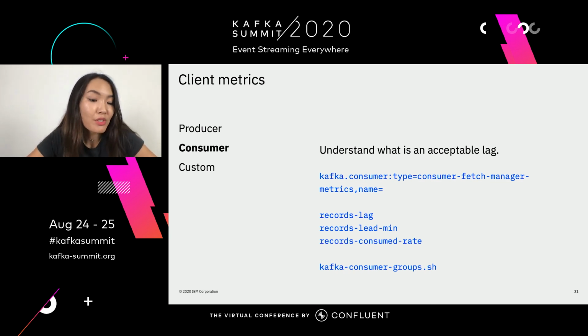And again, records consumed rate. If you see a spike on the consumed rate, that could potentially tell you that your consumer might fall behind. And with the consumer tools, there's the Kafka console consumer tool. You can get more information to debug the consumer lag.